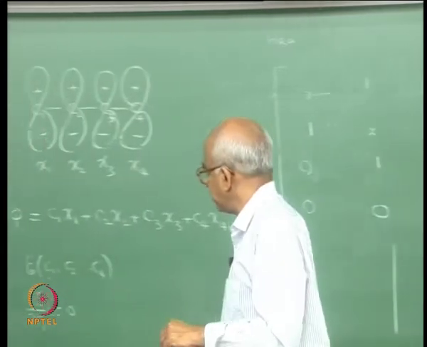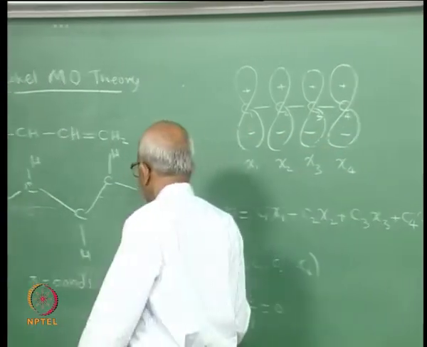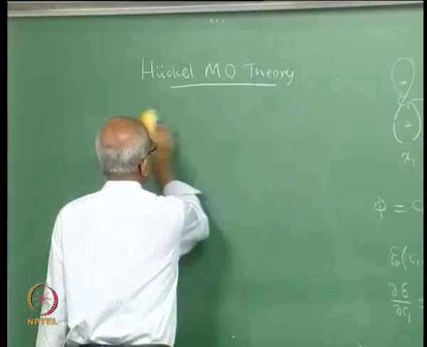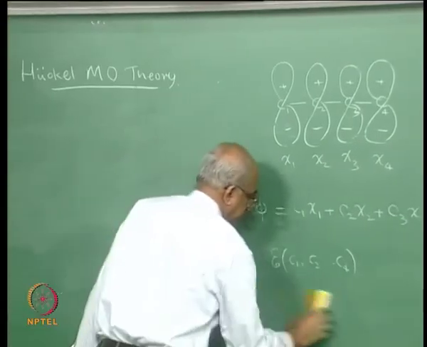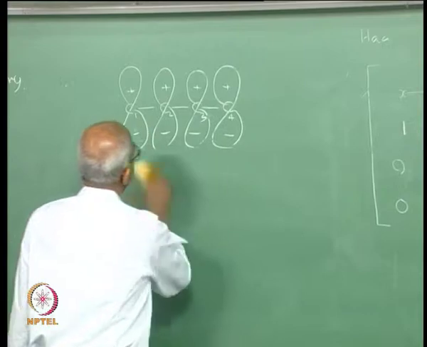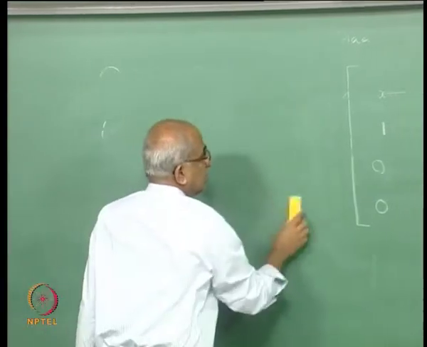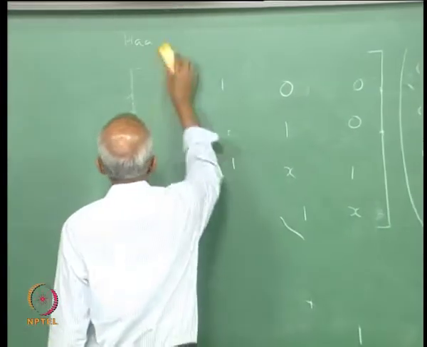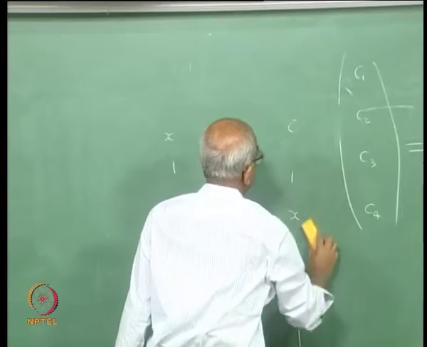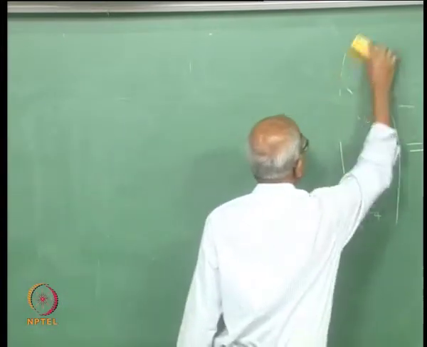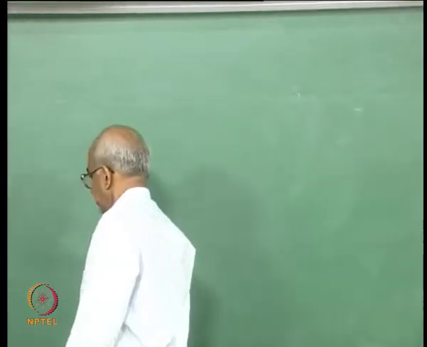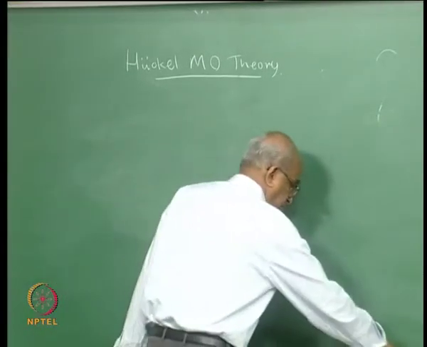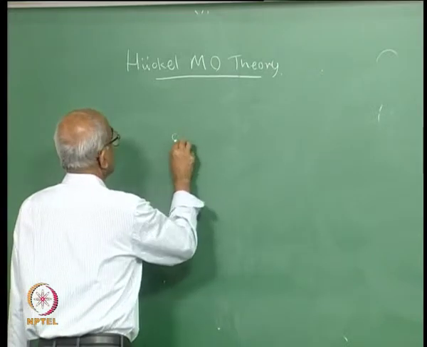So, with this understanding, let me look at a few simple systems and illustrate the application of the method. So, the simplest system of course is ethene. So, in the case of ethene, what happens is you have 2 carbon atoms only. So, the structure of the molecule is actually this.